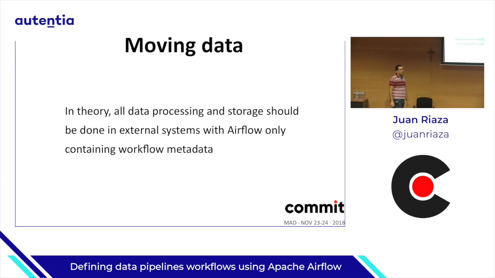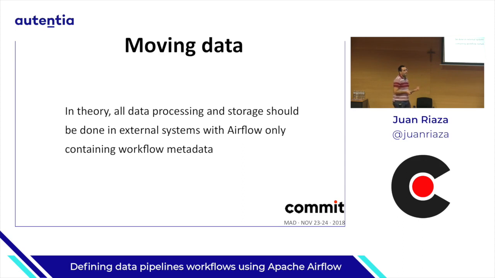So that's the first beginner question when anyone starts to use Apache Airflow. How do we move data between one task and another? This is not Apache NiFi or any system like that. So in theory, all data processing and storage should be done in external systems. Okay, because we can't assume that all the operators are going to be executed even on the same machine, right?